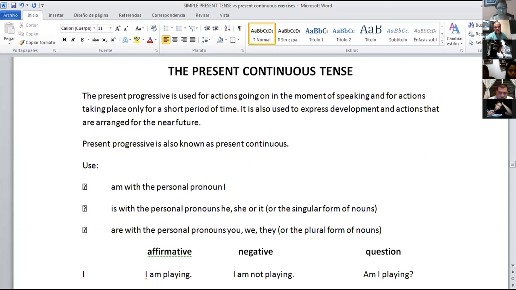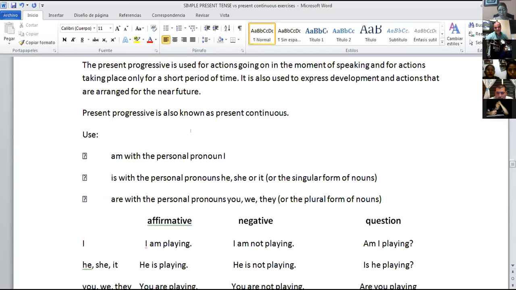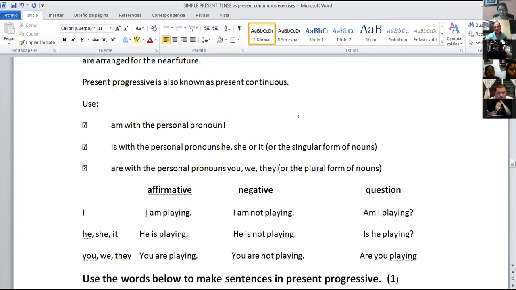The present progressive is used for actions going on in the moment of speaking now, and for actions taking place only for a short period of time, like later in the day, next week, etc. It is also used to express development and actions that are arranged for the near future. Do you remember that? Remember arrangements? Present progressive is also known as present continuous.